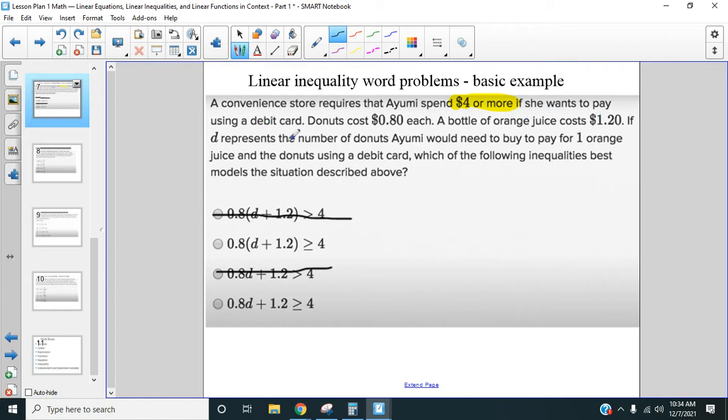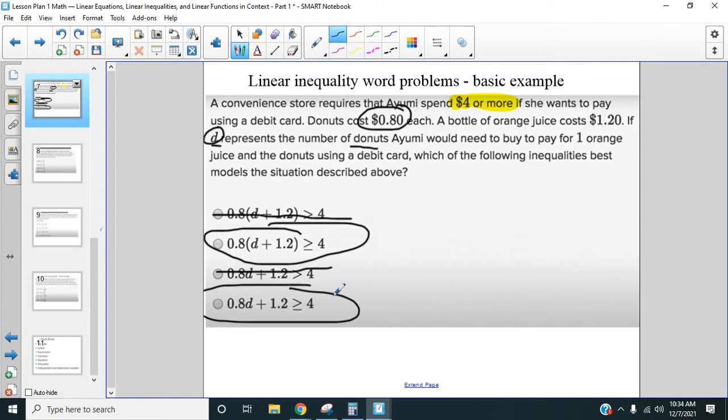If she wants to pay using a debit card, the donuts cost 80 cents each. A bottle of orange juice costs 120. If D represents the number of donuts, let's pause right there. So we have 80 cents times the donuts. What's the difference between the second choice and the fourth choice? What does the second choice mean with the 0.8?